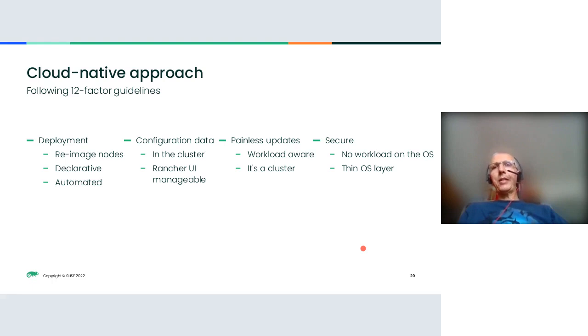With a cluster that is workload aware, that knows which workloads are running there, updates are painless, because if you want to update a node, you just move all your workloads to another node. The load balancer redirects all network connections to the new node. You can shut down the old node. That is what Kubernetes provides.